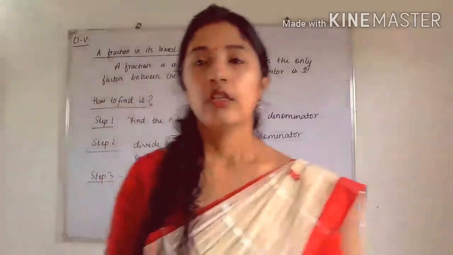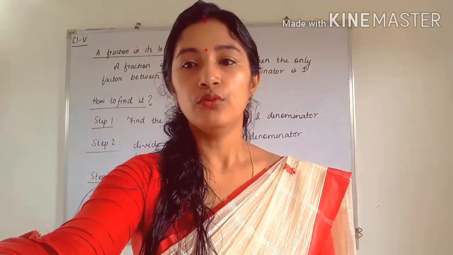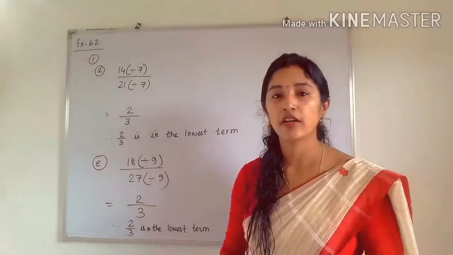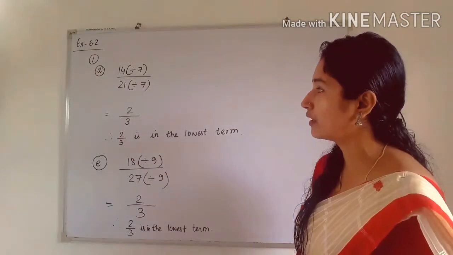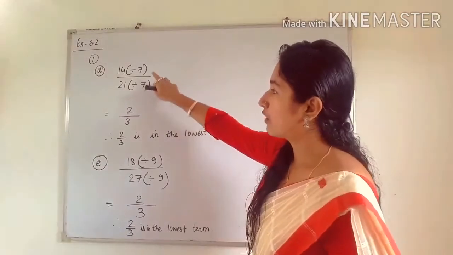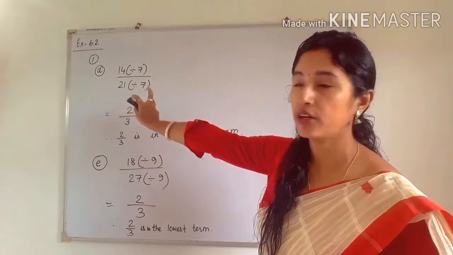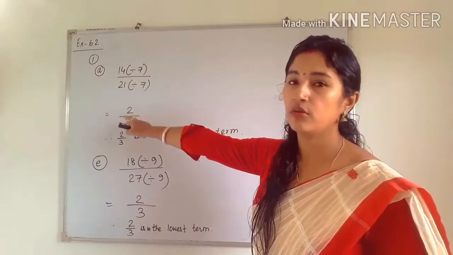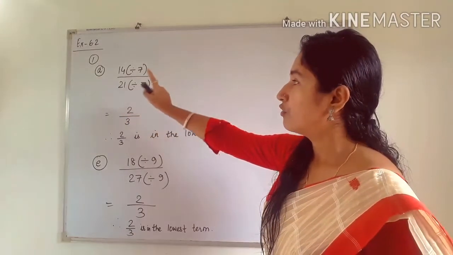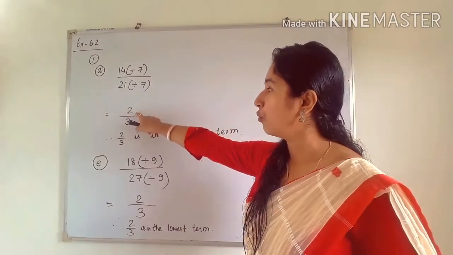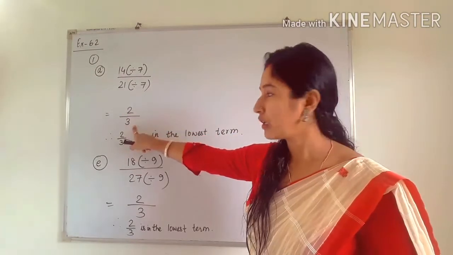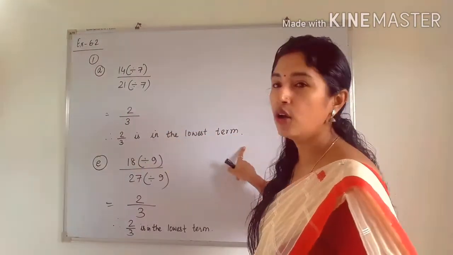So let us do the next exercise, that is 6.2. Exercise 6.2, question number 1a. See here, the highest common factor of numerator and denominator is already given, that is 7. So we have to divide the numerator by 7 and the denominator by 7. You know that 14 divided by 7 is 2. You can do it in rough copy also. 7 2s are 14, so 2 is the quotient. Similarly, 21 divided by 7 will be 3. So we can say that 2 by 3 is in the lowest form.